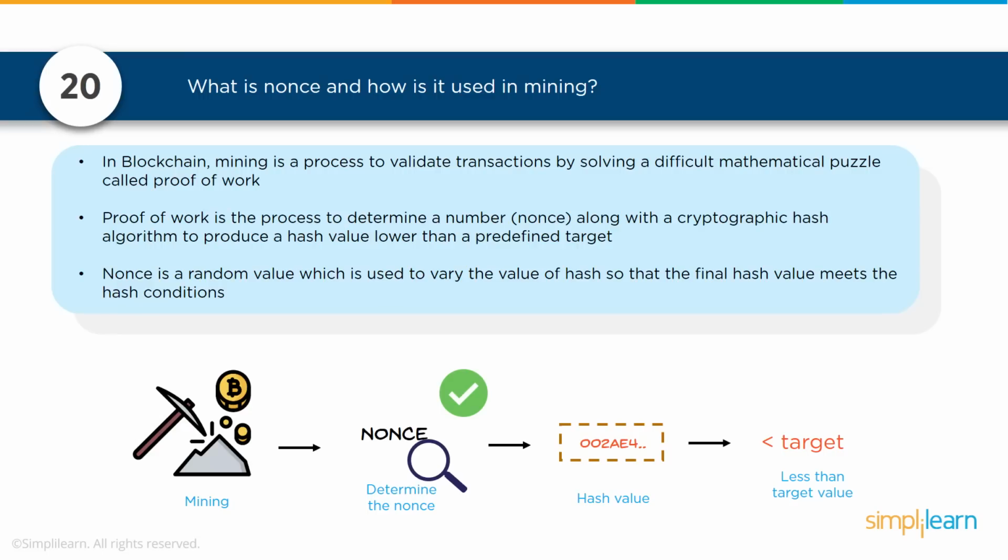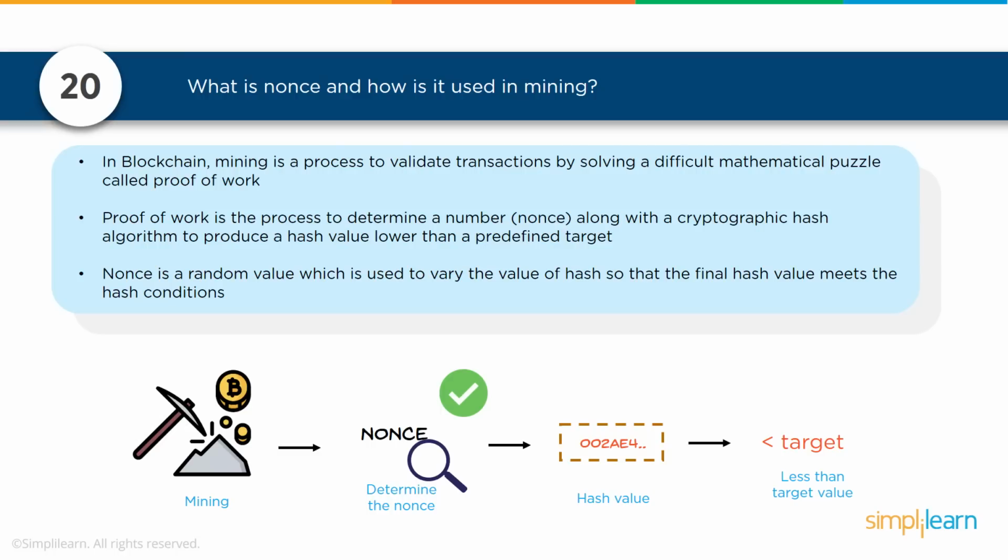Now, what is a nonce and how is it used in mining? In blockchain, mining is a process to validate transactions by solving a difficult mathematical puzzle called proof of work. Now, proof of work is the process to determine a number, a nonce, that is the number, along with a cryptographic hash algorithm to produce a hash value which is lower than a predefined target.